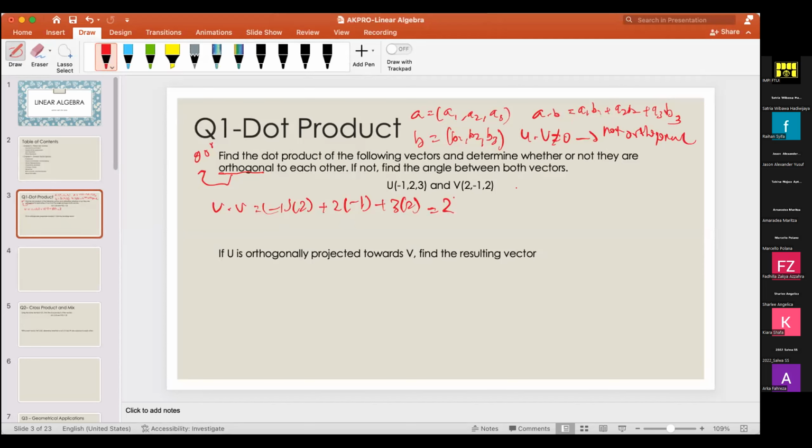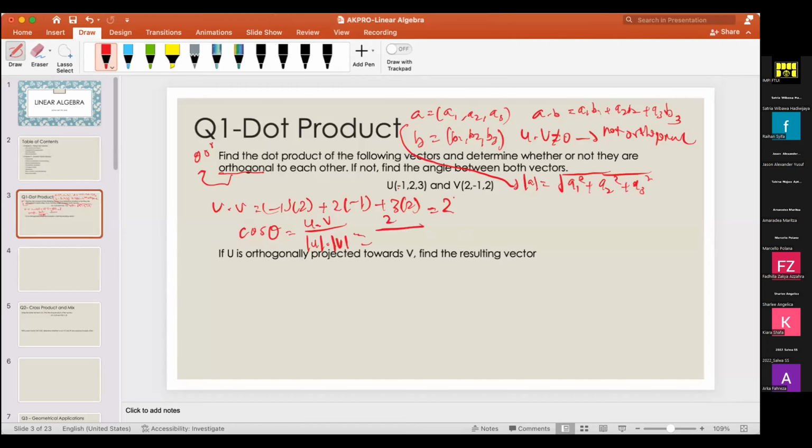Okay. So next, we're going to find the angle between both vectors because it's not orthogonal. Okay, so the formula to find an angle would be cos theta is equivalent to U dot V divided by the norm of U times the norm of V. And let's say the norm of A here is the square root of A1 squared plus A2 squared plus A3 squared. So and if we were to calculate, this is the result.